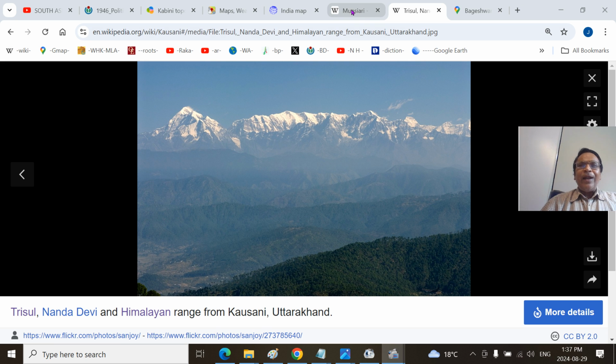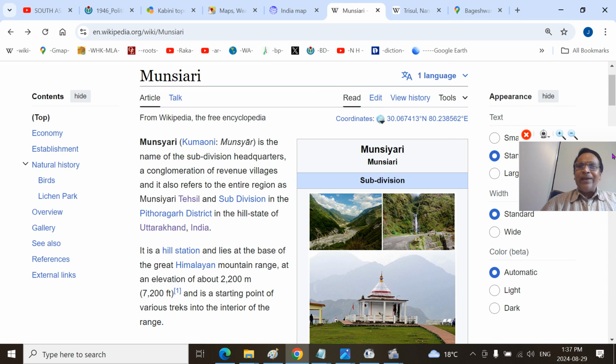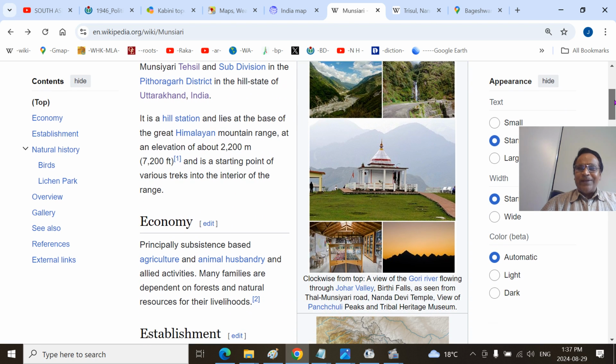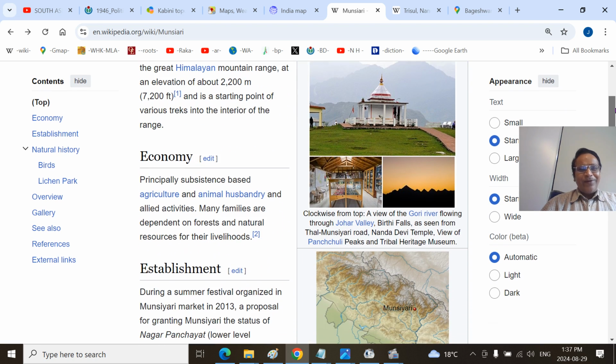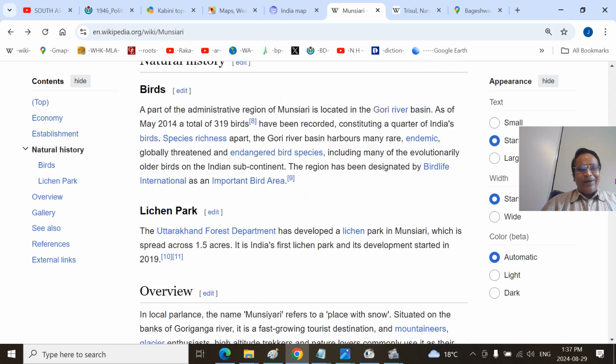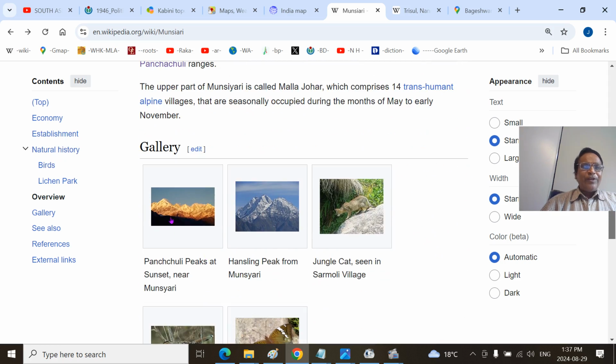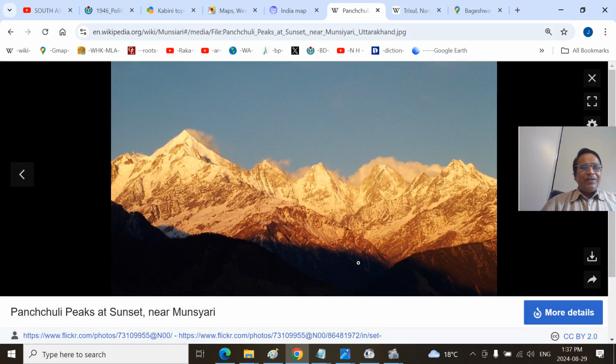And if you go to Munshiari town, remember Munshiari is on the western side of Pancha Chuli, right? And that is on the Gauri Ganga river. From Munshiari town, you can see the Pancha Chuli peak at sunset. That is in Pithoragarh district, in the Kumaon region of Uttarakhand. So you can see the Pancha Chuli mountain ranges.